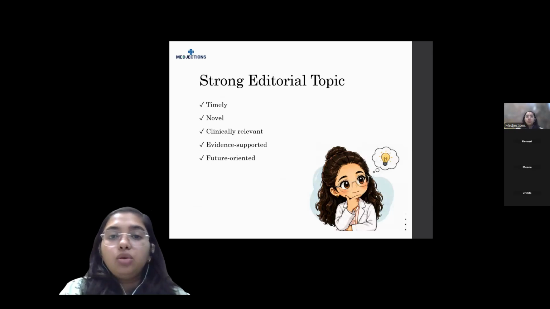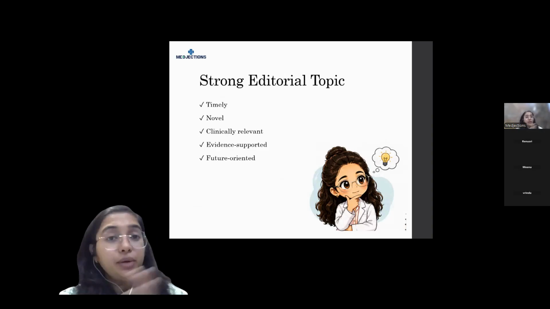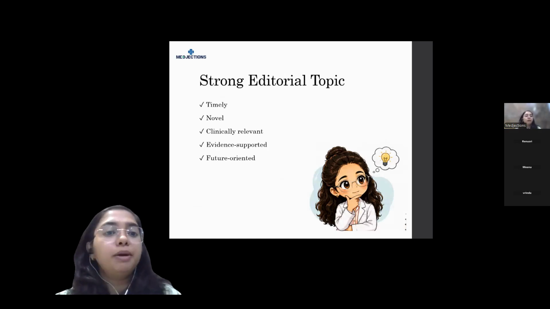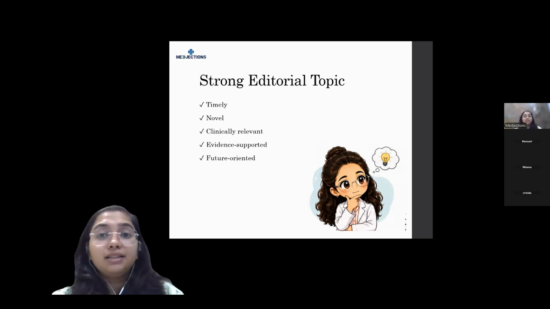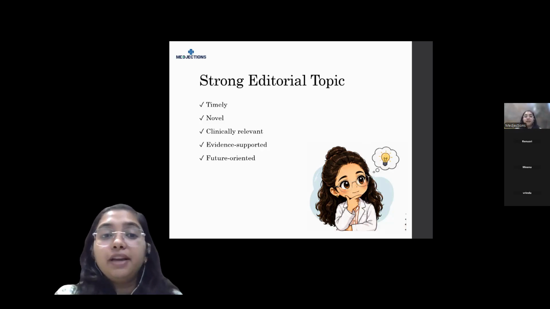Now, how to finalize which editorial topic is going to be strong? So these are the factors that you can consider. Firstly, as I told, a timely editorial topic. The new advancement comes, you just write it down. Okay. The novelty also goes with that, because if a publication has happened, then your paper goes down in the competition, right? Then clinical relevance. Now, this topic that we are discussing has impact on 6 types of cancer. So clinical relevance is there, evidence supported, and future oriented. So this is the way we decide which topic is good and which topic is not good. Okay.